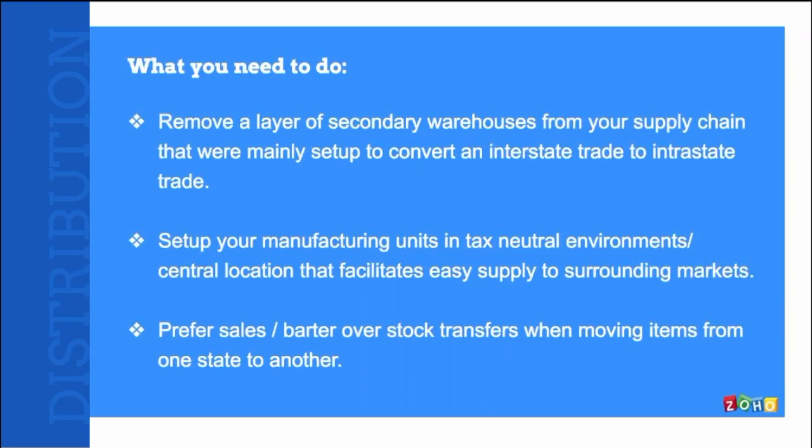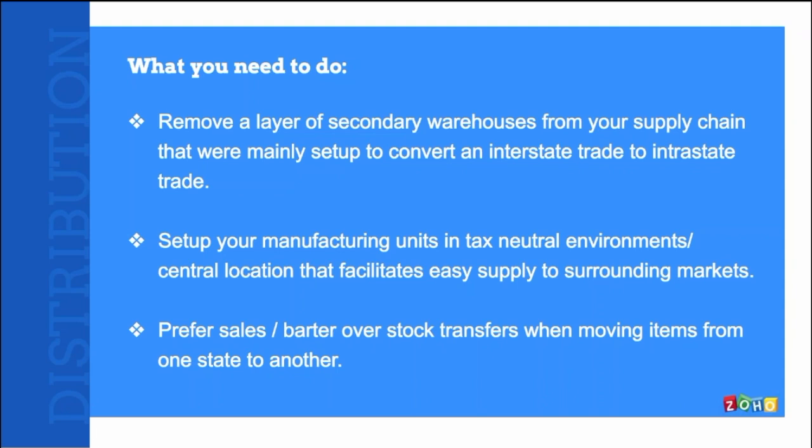Okay, so what do you need to do? Basically it's all that we discussed. You have to start by removing your layer of secondary warehouses, which were initially set up to convert an interstate trade into an intrastate trade. All those warehouses which were set up for tax efficiency are no longer needed, and you have to focus upon going for a centrally and strategically located warehouse in a tax neutral environment, wherein you can not only save on taxes, but it will also be easy to outfit many markets from that point.